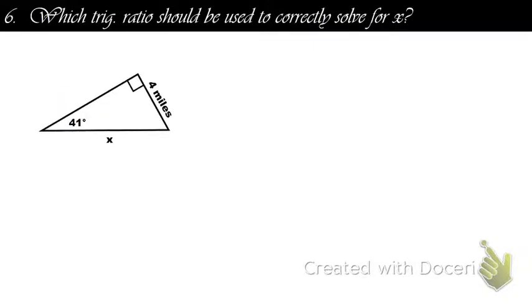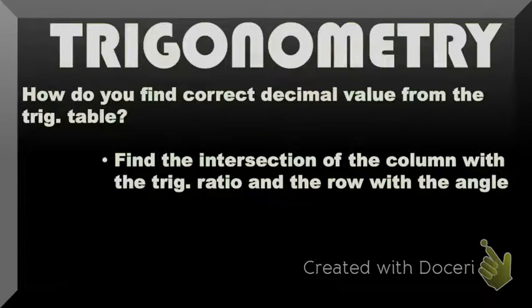Number 6, which trig ratio should be used to correctly solve for x? The third question from yesterday's lesson, how do you find the correct decimal value from the trig table? And the answer to that question is you find the intersection between the column with the trig ratio and the row with the angle.